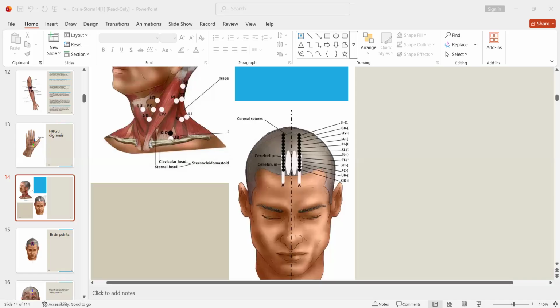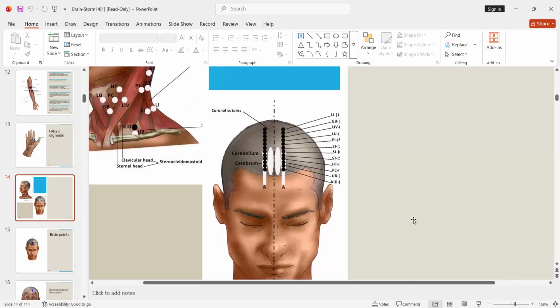Then on the sternocleidomastoid muscle, there is the liver point. Then from the liver point, when you go 45 degrees up on the side of the sternocleidomastoid muscle, there is the point heart. In front of liver on the anterior side, there is pericardium. Then from liver to gallbladder 45 degrees, there is gallbladder.